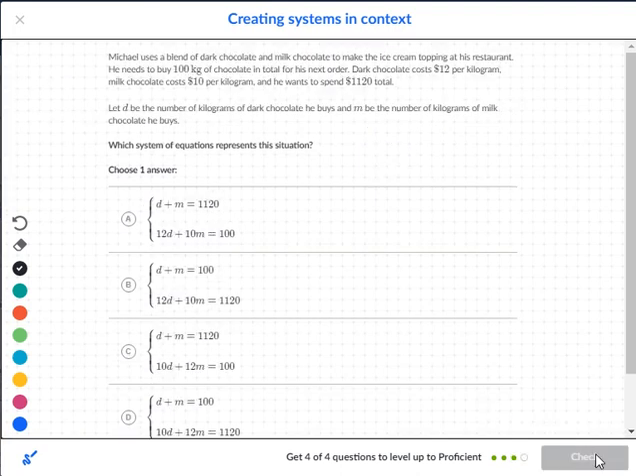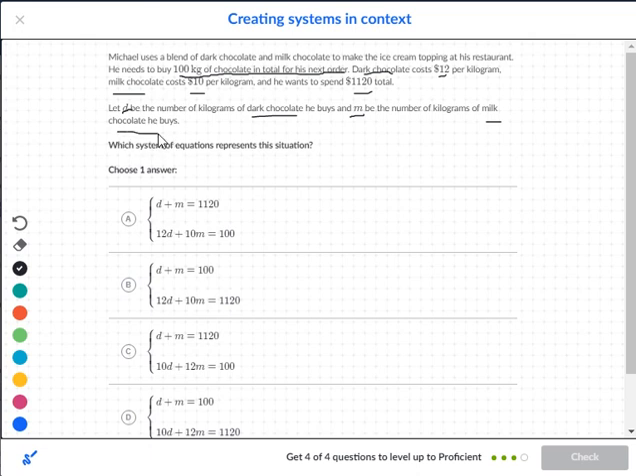Michael uses a blend of dark chocolate and milk chocolate to make ice cream toppings in his restaurant. He needs 100 kilograms of chocolate in total for his next order. Now his dark chocolate goes for $12. His milk chocolate goes for $10, and his total is $1,120. So we want to use D for dark chocolate, and we want to use M for milk chocolate.